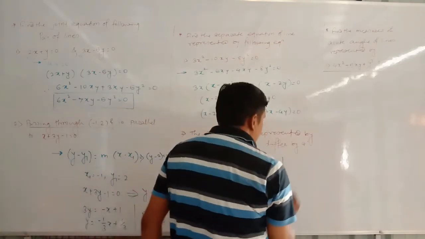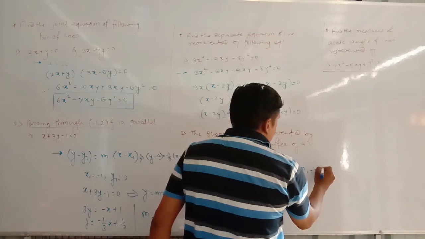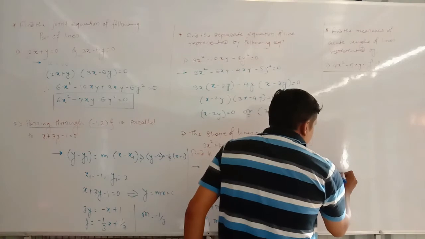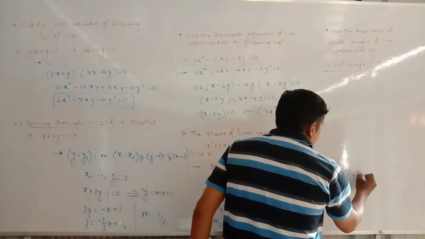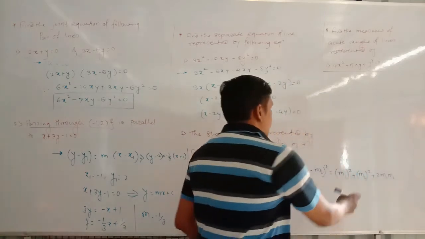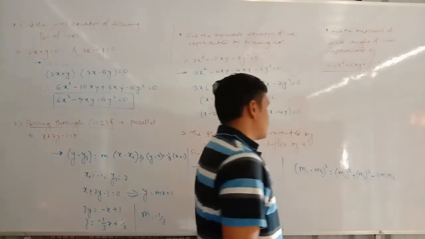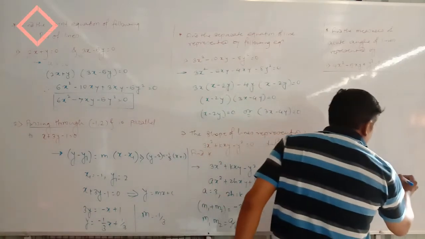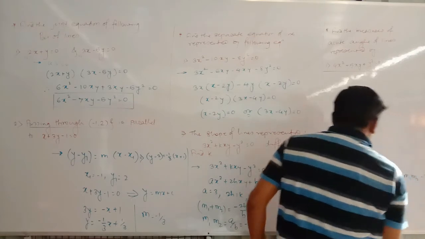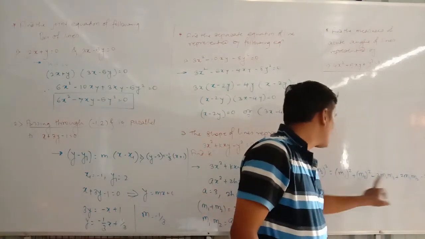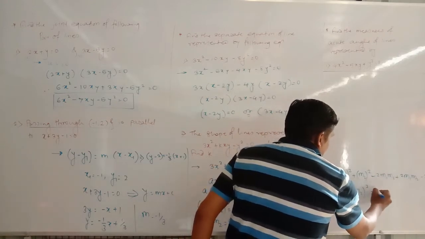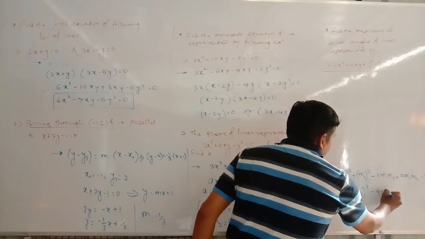Now m1 minus m2 bracket square is equal to m1 square plus m2 square minus 2m1 m2. Suppose we add plus 2m1 m2 and minus 2m1 m2 again. So m1 square plus 2m1 m2 plus m2 square indicates m1 plus m2 bracket square minus 4 times m1 m2.